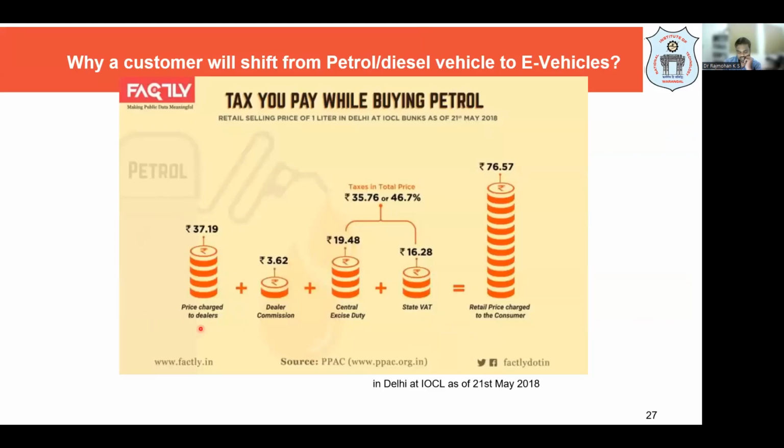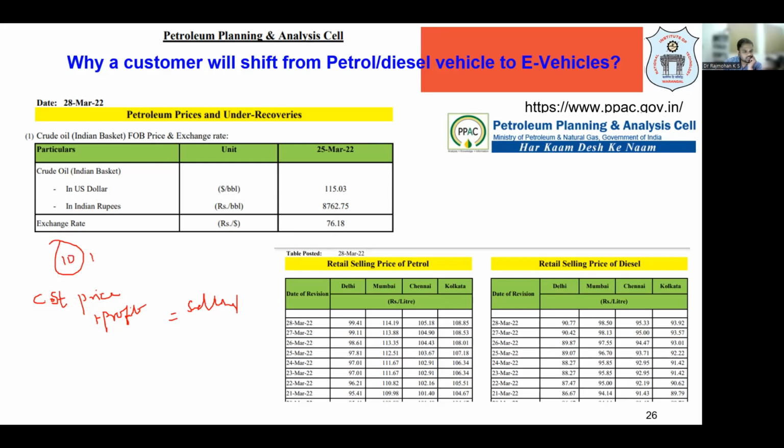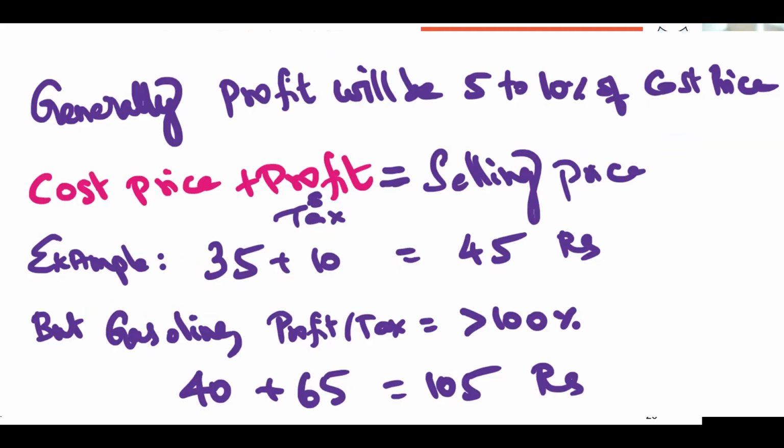Take the manufacturing cost for any product. We need to have a cost price, plus we fix a profit, which becomes the selling price. That is for any product. Even farmers produce some crop worth 10 rupees, then they want a profit of 5 rupees, then they sell it for 15 rupees. That is how it is supposed to be. If you keep a profit of even 10 rupees on a 35 rupee product, it is supposed to be a 45 rupee product.